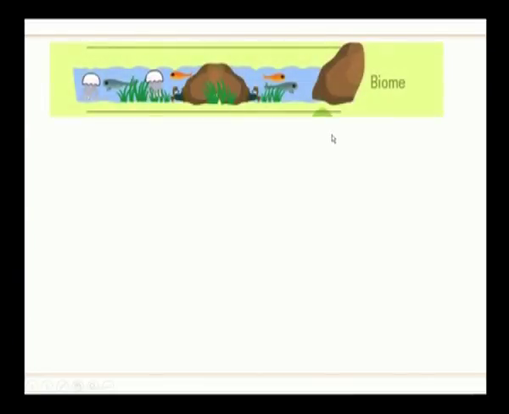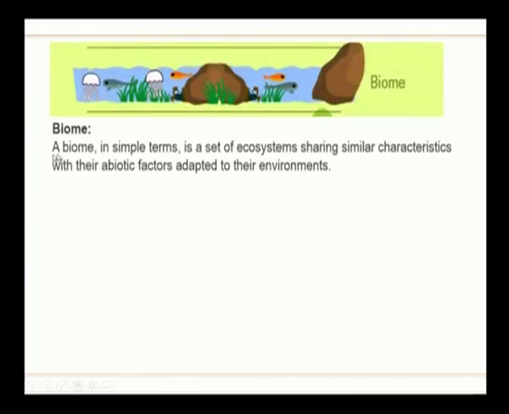So, moving on to biome. A biome in simple terms is a set of ecosystems sharing similar characteristics, with their abiotic factors adapted to their environment. As we discussed earlier, a biome is more of a large scale of different ecosystems happening together, with members from different communities put together too.